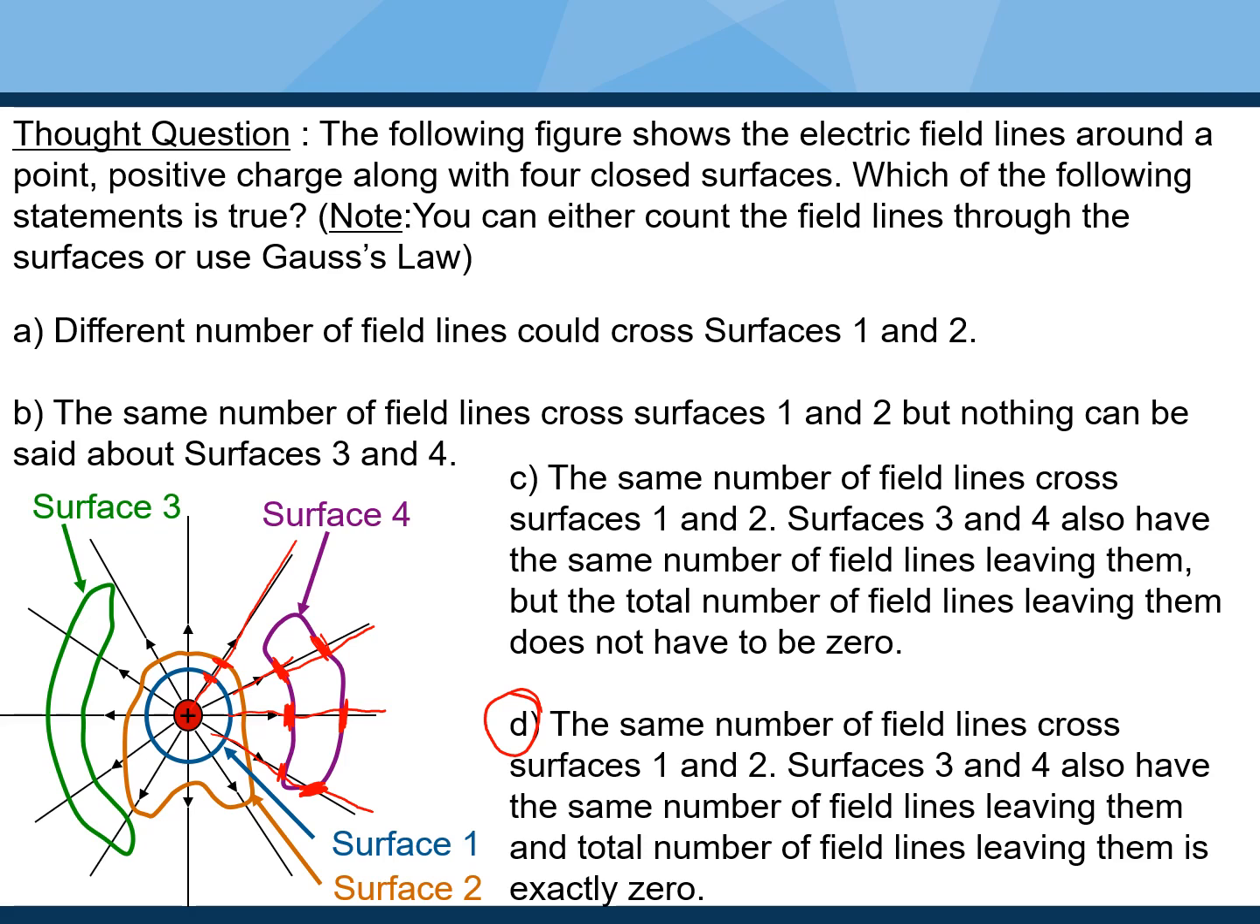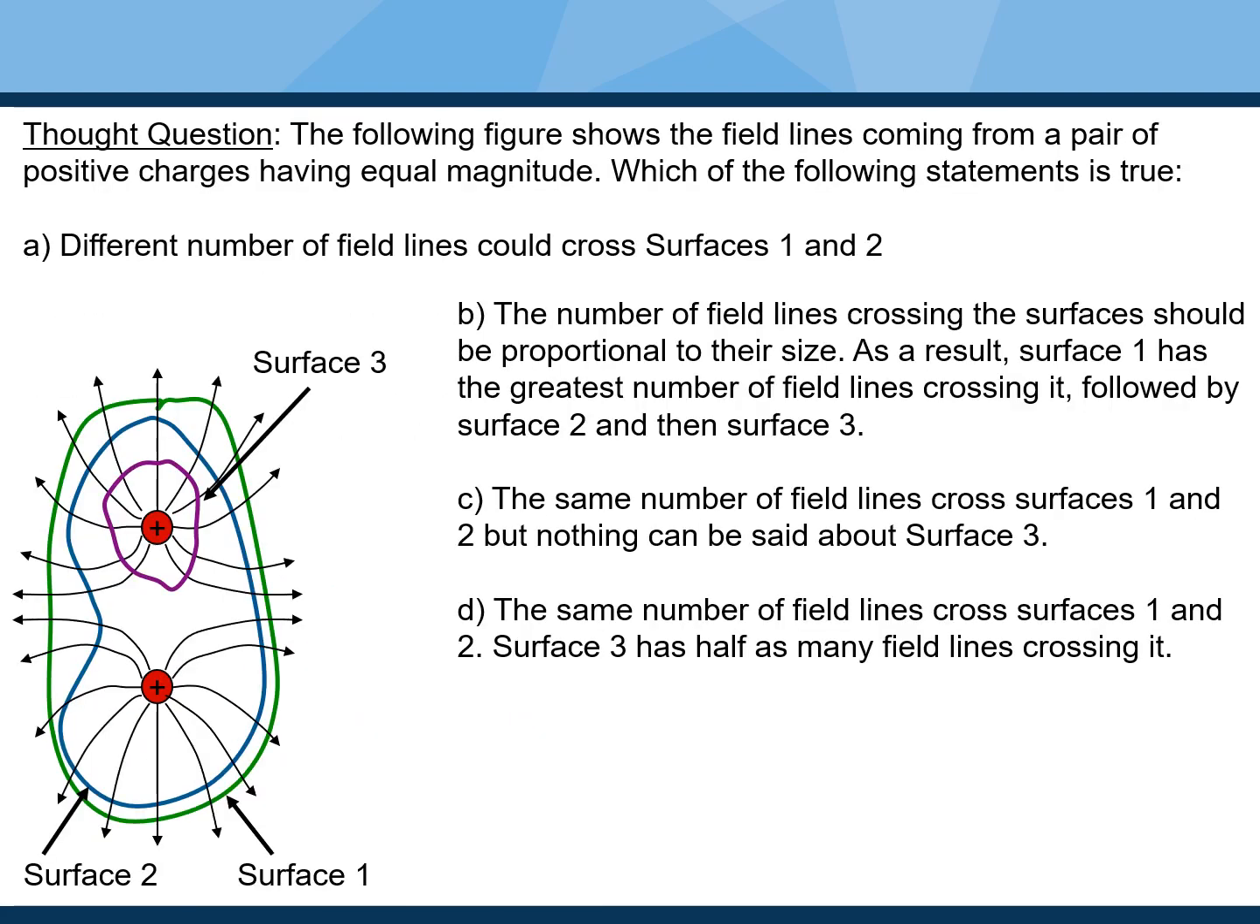Okay, now that we've argued our way through this question, let's go ahead and focus on the next question. The next question basically shows a pair of equal charges. So both these two red charges are in fact equal, and we're asked to make similar statements as in the previous problem, but now concerning the blue surface, the green surface, and the purple surface.